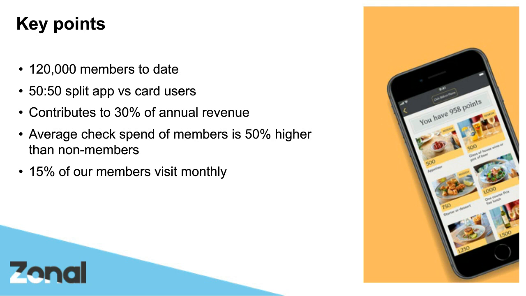So we've got 120,000 members at the moment, as you can see on the slide, and the scheme itself contributes a really big proportion of our annual revenue. It's currently at 30%, and it's growing month on month. That's one of our key KPIs, which we're striving to make bigger and bigger every month.